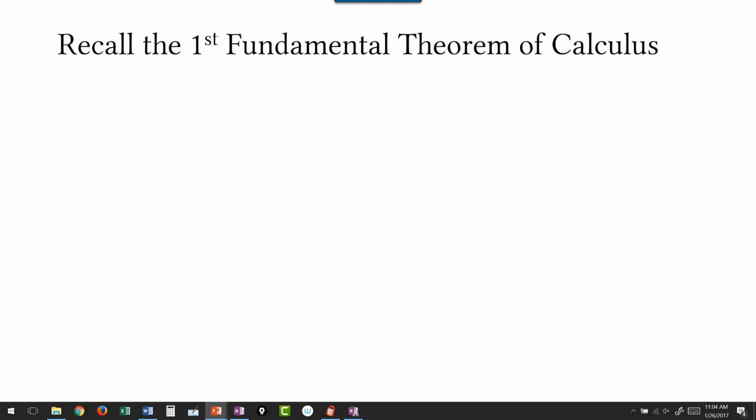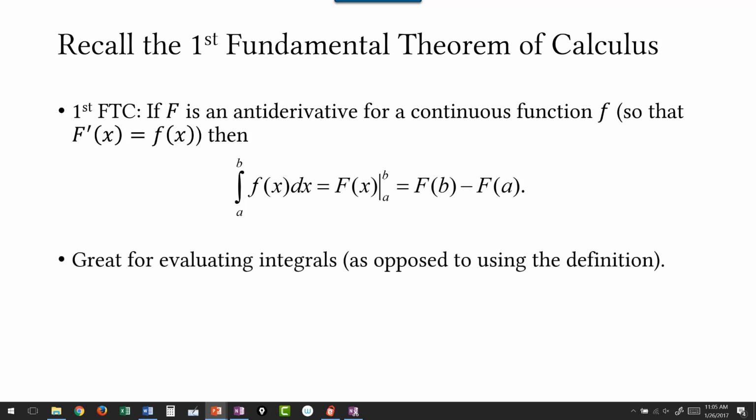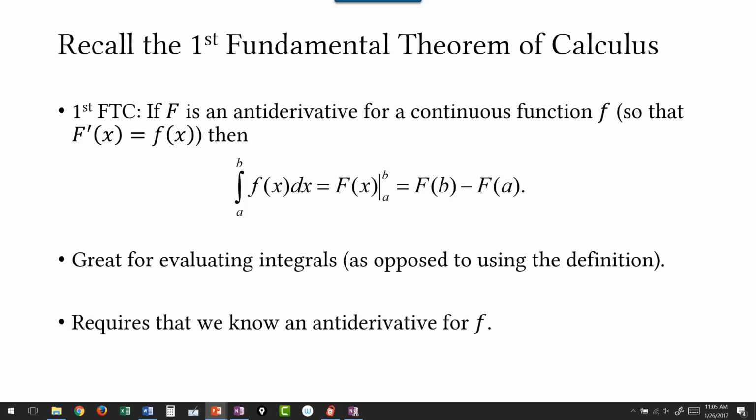So the first fundamental theorem tells us that if we can find an antiderivative for a function little f, in other words, a capital F whose derivative is little f, then the area under little f from a to b is found by evaluating its antiderivative at b and subtracting the value of the antiderivative at a. That's a very quick calculation, but of course it does require that we know an antiderivative for little f. Sometimes that's easier than others.